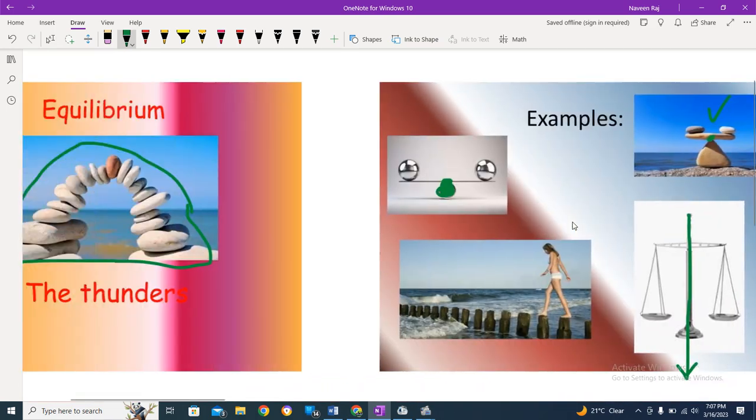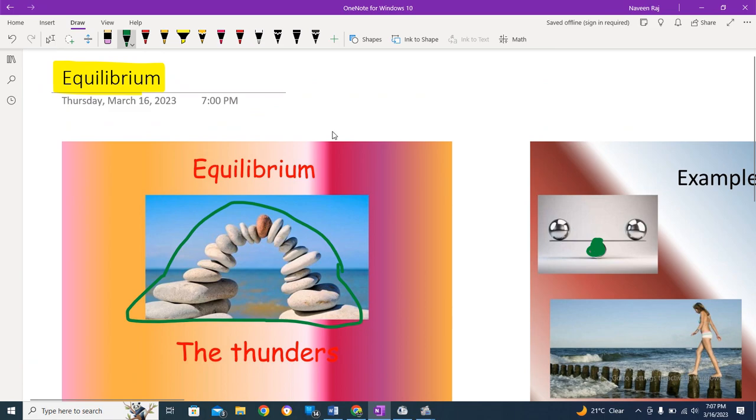For the definition of equilibrium, let me state that if the net force or the net torque acting on a body is zero, then the body is said to be in a state of equilibrium. What does the definition mean? This is a boring definition. Let me make it more clear.